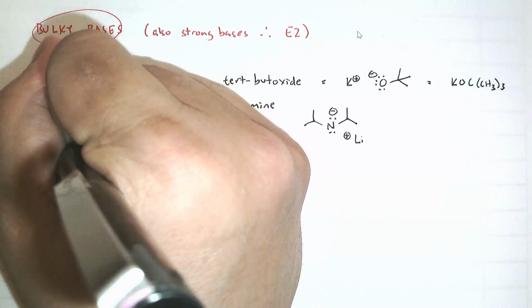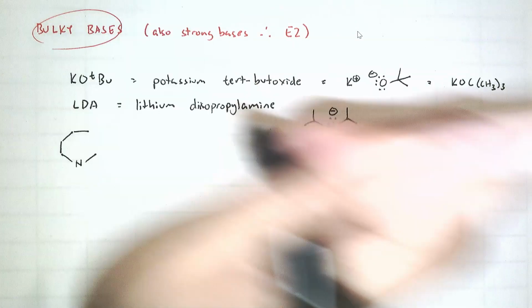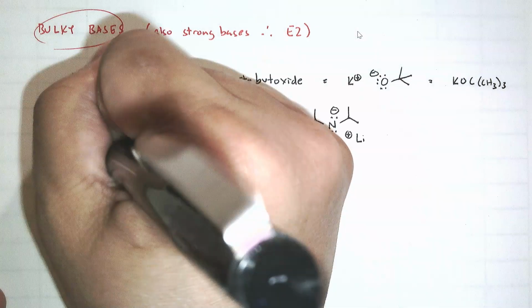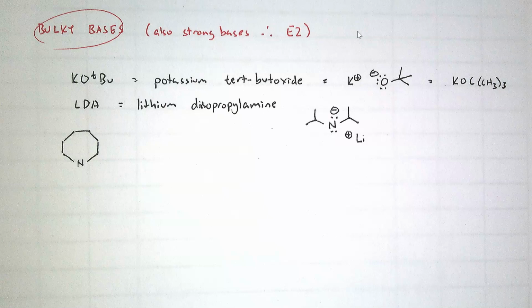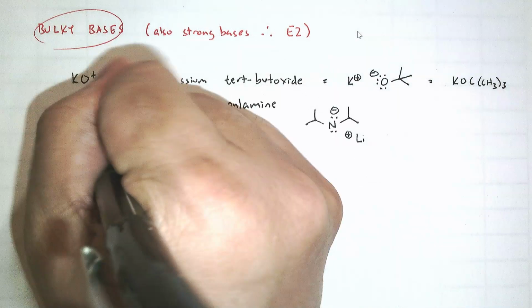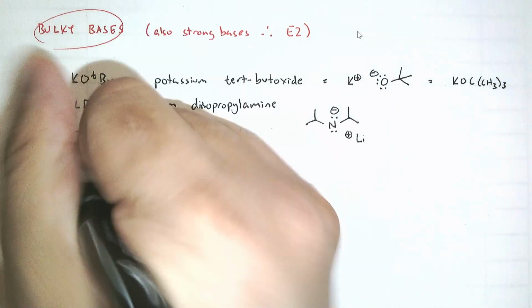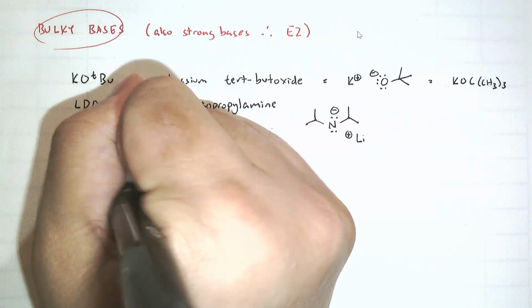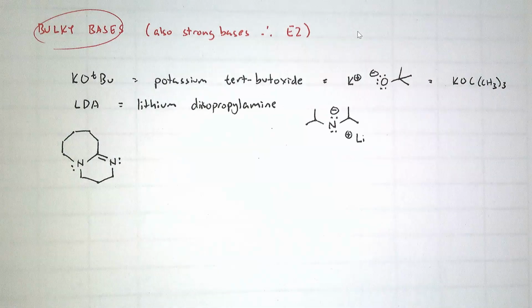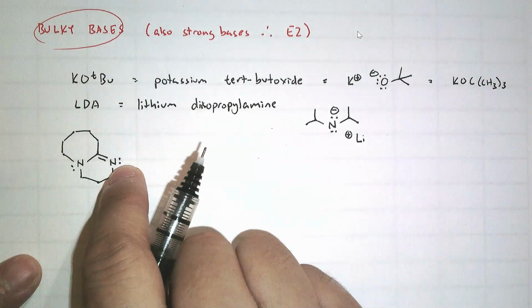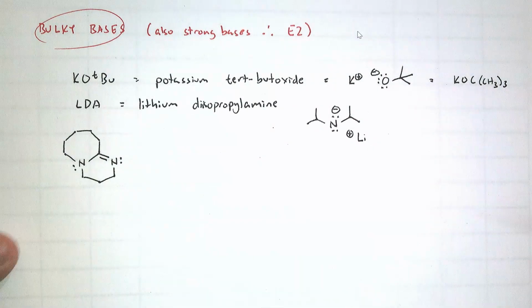It's a 7-membered ring. Oh, I messed up already, I think. That's 7. 1, 2, 3, 4, 5. Oh, good, 7. And then it's fused to a 6-membered ring. And your lone pairs are there and there. The basic nitrogen is this one, the one with the double bond. Anyway, this is DBU.